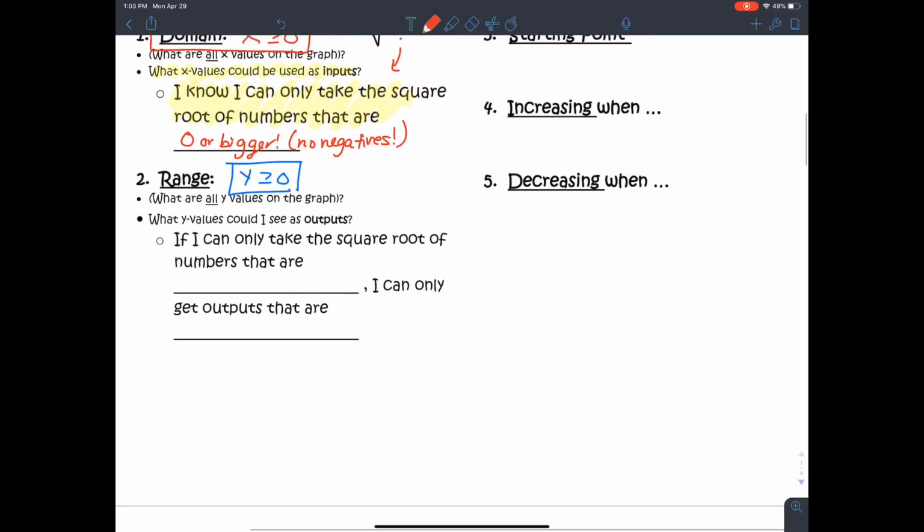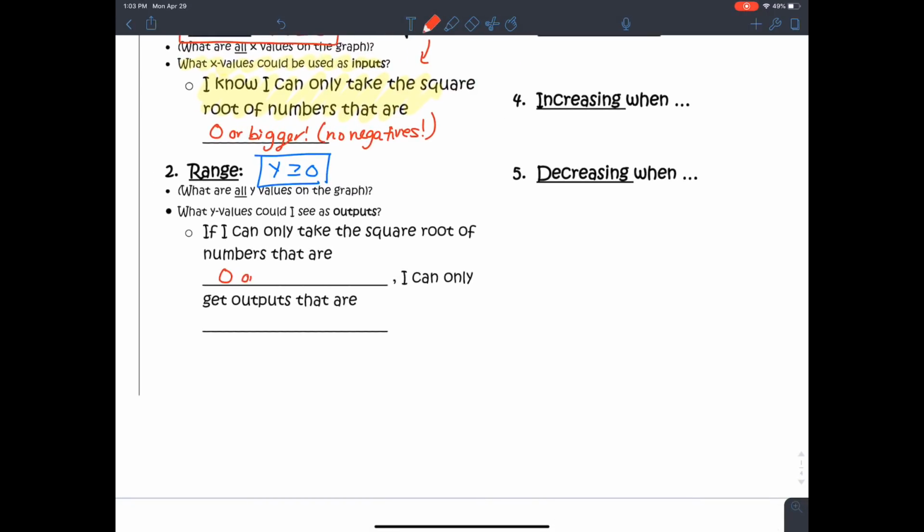If I can only take the square roots of numbers that are 0 or bigger, that means if I take the square root of 0, I get 0. If I start taking the square roots of numbers that are bigger, like 9 or 16 or even 64, the outputs that I get are also 0 or bigger.